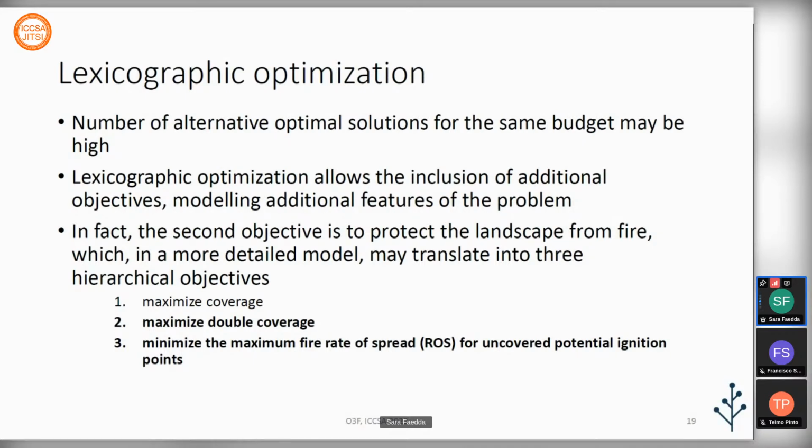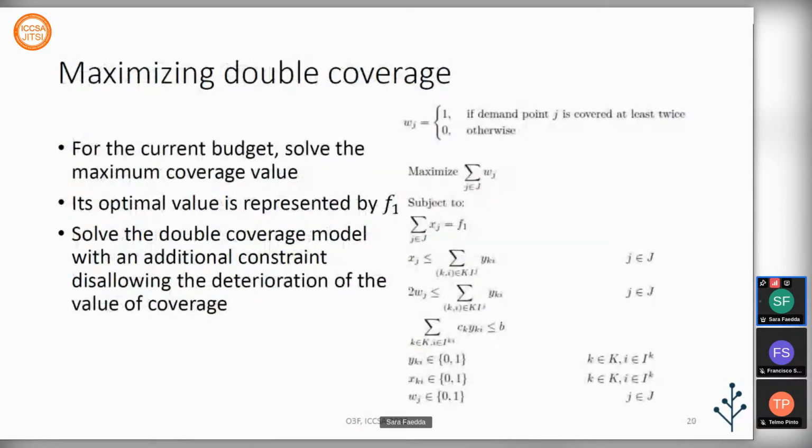What we decided was to use a lexicographic optimization approach. Our first objective still is to maximize coverage, but then we maximize double coverage. And the third one is to minimize the maximum fire rate of spread of points that are not covered. And we optimize this in a lexicographical way.